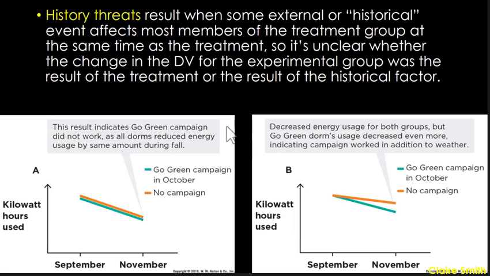So for the history threat, a way to prevent it is obviously having a comparison control group. Similar to the last slide, I just didn't put it up here again, but having a control group can let you know for sure if the change you see in your experimental group is actually a result of your treatment. Okay, so that's the second one, history threat.